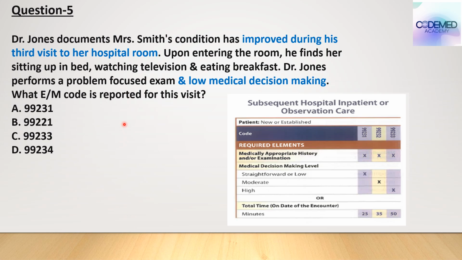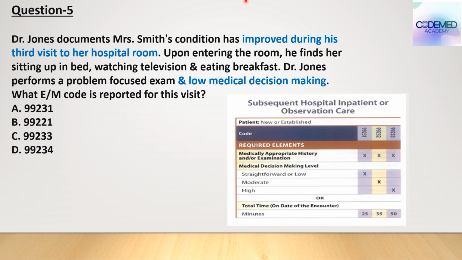So we have been told to code for this visit. And what is this? This is the third visit. And we know that the first visit is the initial care, and each visit after that will be the subsequent care, and this is his third visit. So we have enough information. Quickly check the code. 99231 is the code for the subsequent care. 99221 is the code for the initial care. 99233 is also the code for the subsequent care, and 99234 is the code for the admission and discharge.